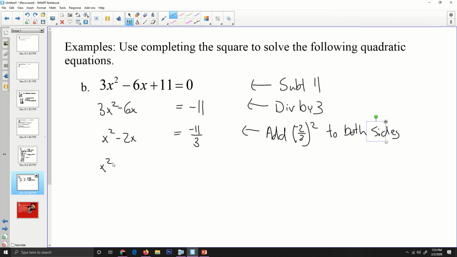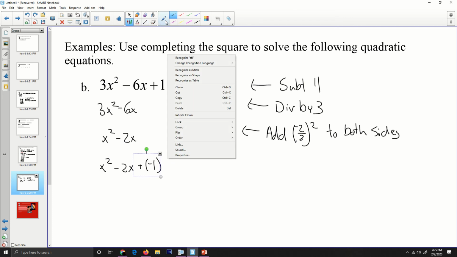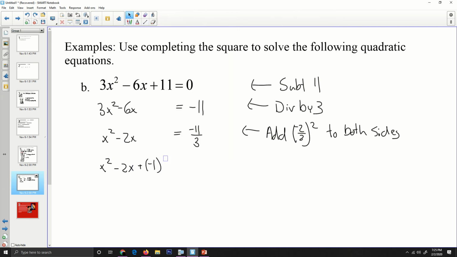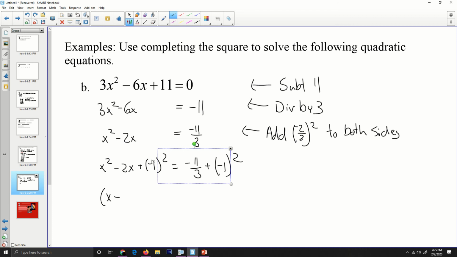And that'll give me x squared minus 2x. Now, negative 2 over 2 is just negative 1. So I'm going to add negative 1 squared here, equals negative 11 thirds plus negative 1 squared. And this is my perfect square binomial. It becomes x minus 1 squared.